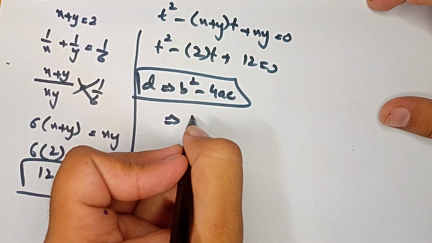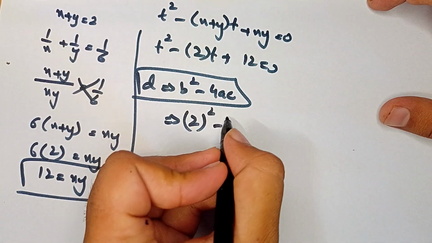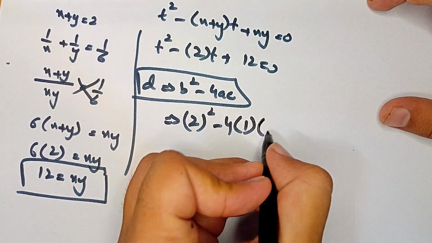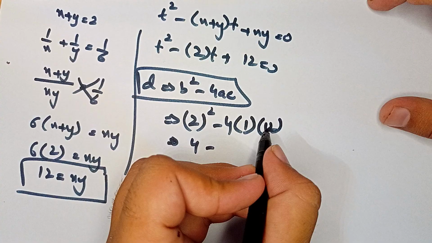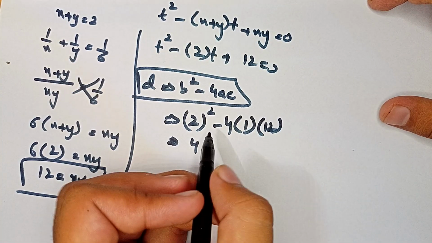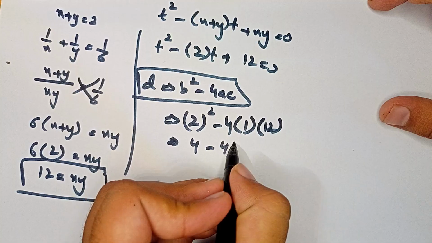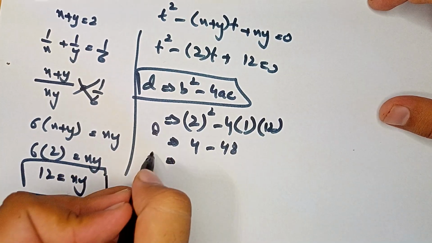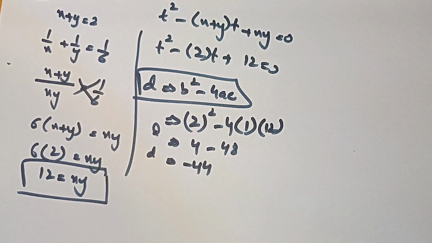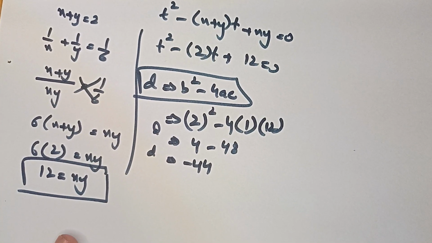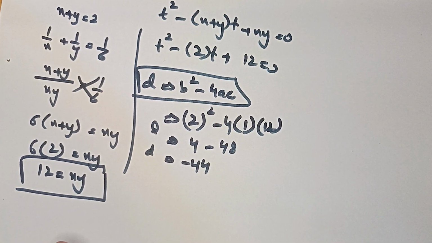b square is 2 whole square, minus 4ac. a should be 1 and c should be 12. 2 square is 4, and 4 multiplied by 12 is 48, so the discriminant is minus 44. This is negative, so the roots are complex. This is the first time our roots are complex. Complex means our answer should be in the form of iota, not a plain number.